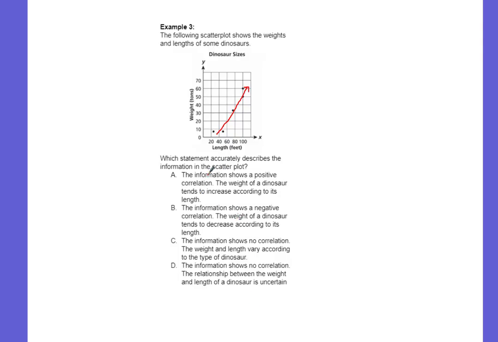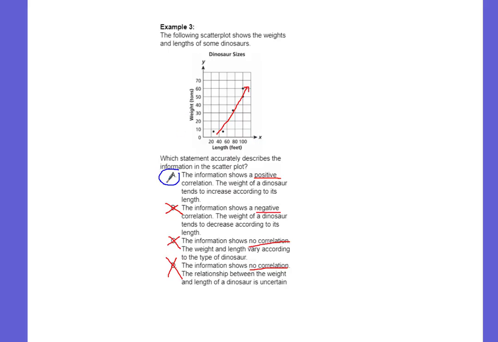So on here it says the information shows a positive correlation. So far I'll keep that one. The information shows a negative correlation. We already said that it's positive. The information shows no correlation. Again, we already said it's positive. And the information shows no correlation. See, I only had to read the first sentence, and I could already eliminate all of the answer choices to discover that A was my correct description. The weight of a dinosaur tends to increase according to its length. Kind of like we talked about with the first example, children's weight increases with their age.